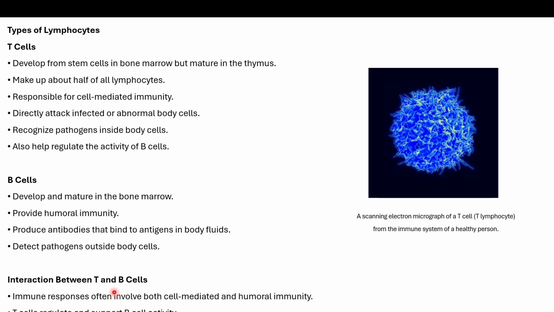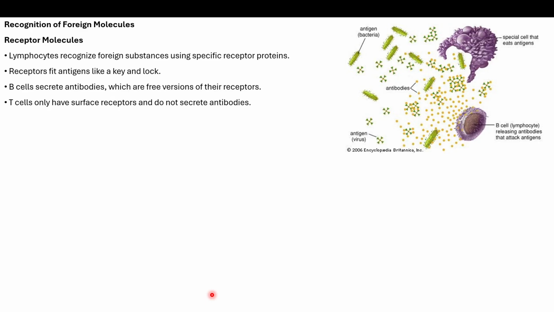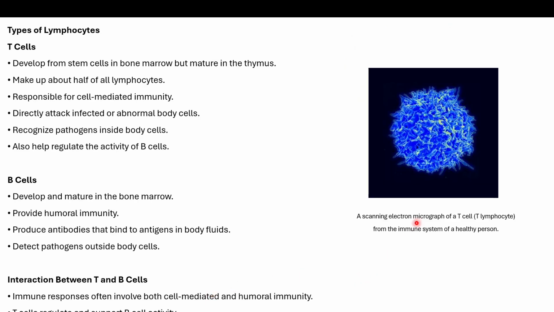And interaction between T and B cells. Immune responses often involve both cell mediated immunity, which is the T cells, and humoral immunity, which is conferred by B cells. And T cells regulate and support the activity of B cells. Okay. So this is again a scanning electron micrograph of a healthy T lymphocyte.